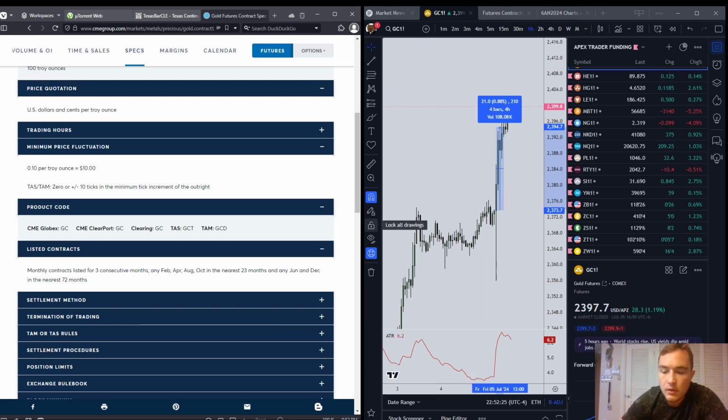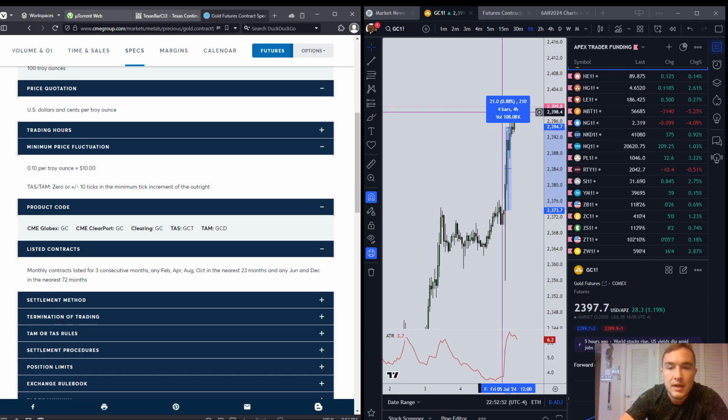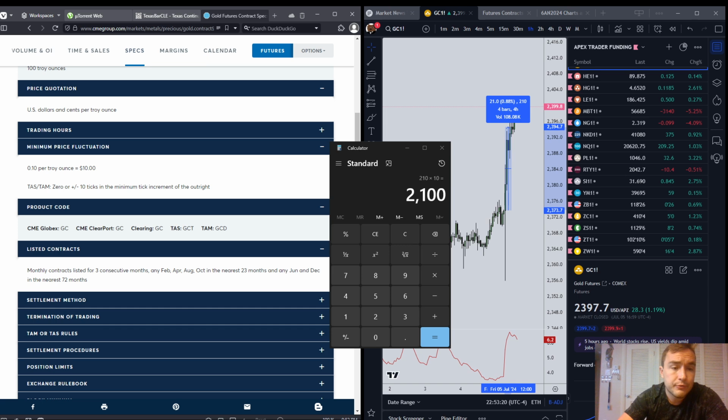Sorry, that's not right. It's $21 times 10, that's 210. Sorry, see how it says $221. It's 210 ticks times $10. It's $2,100. So I apologize for the delay there. It's $2,100 for that move there.